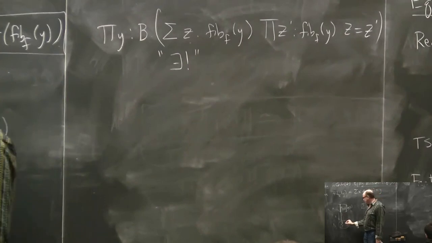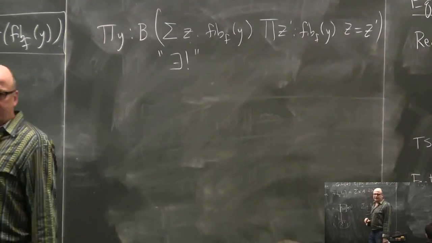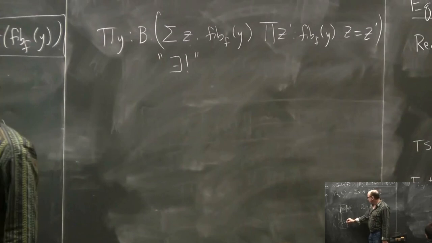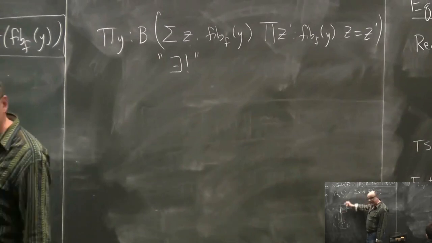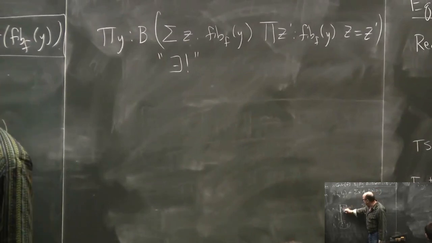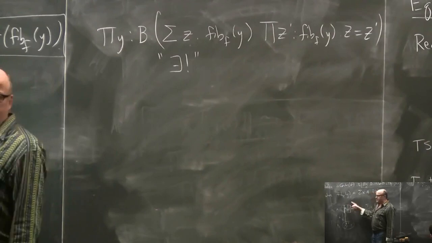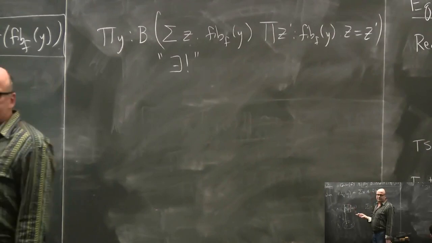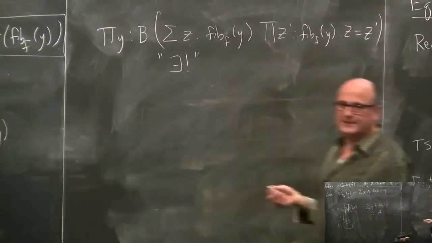It will be like a carnival barker. Pick a y, any y. Okay, you pick the y. It claims that there actually exists an element of this fiber, and moreover, all the elements of that fiber are equal. So what is that saying?